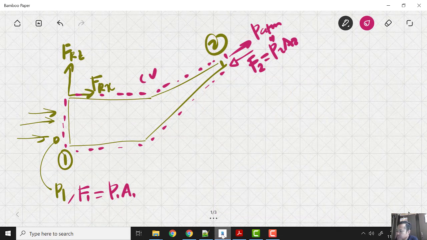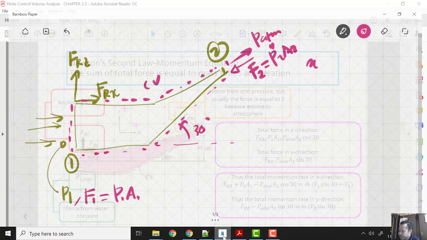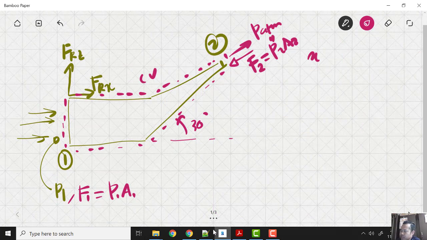Okay, we need to list the total force in X and Y direction. Why are we listing the total force in X and Y direction? Because here we have an angle of 30 degrees, and we also have the elevation Z. So we have two component forces in X and Y direction.